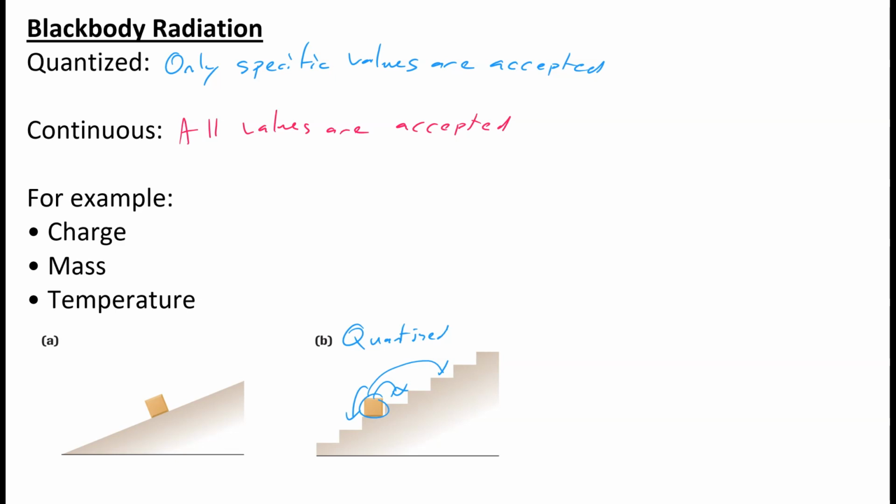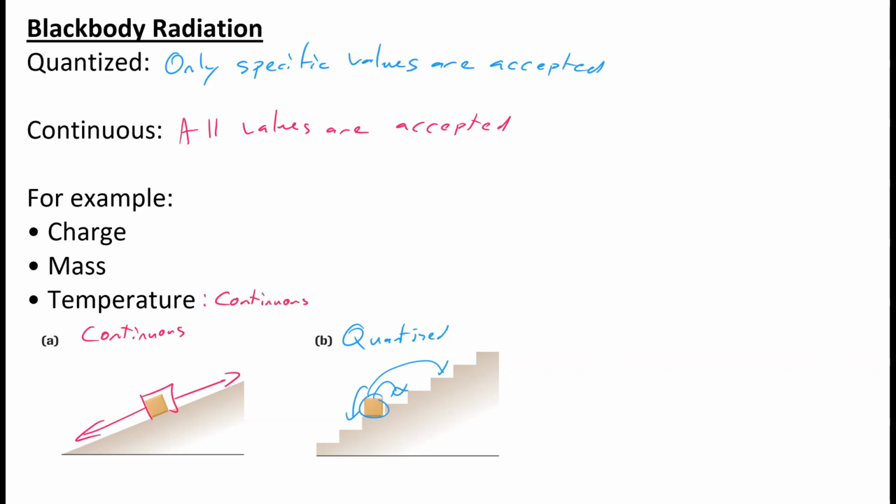Whereas a continuous value would be more like a ramp. You could have this block at any position up or down the ramp. All the values would be accepted. So if we measure something like temperature, for example, there's an infinite number of ways that it could go up or down with increments. So this would be an example of something that's continuous.